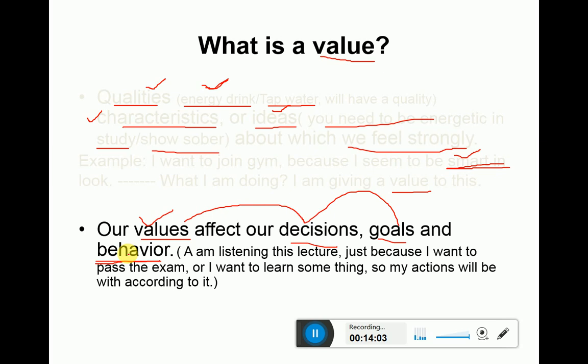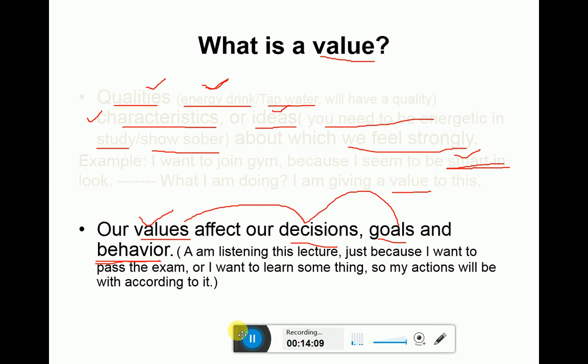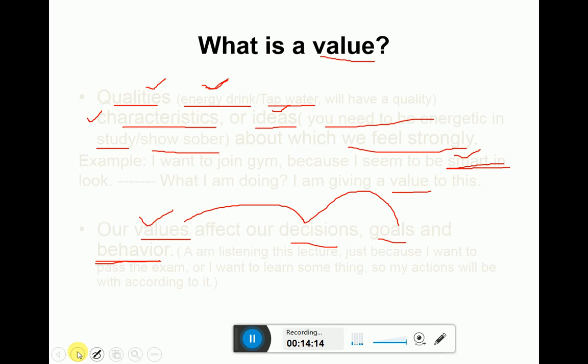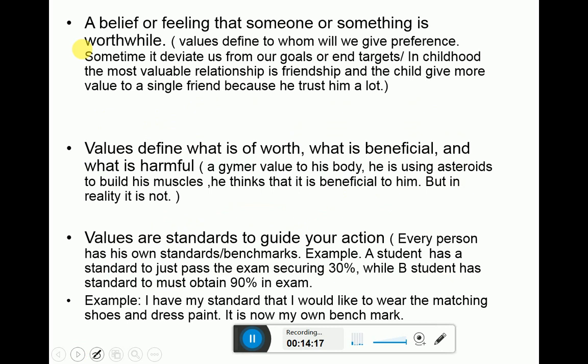That is the way it is: a belief or feeling that someone or something is worthwhile. Values define to whom we will give preference. At the same time, they deviate us from our goals and targets, like I told you. In childhood, the most valuable relationship is friendship, and the child gives more value to a single friend because he trusts him alone.